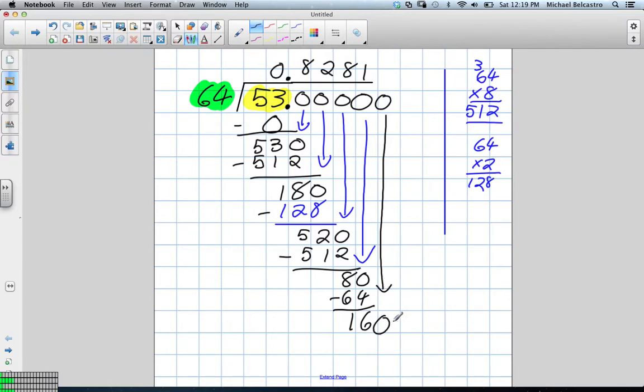Bring down the next 0. 64 into 160. Yeah, it's 2 again, right? 128 is probably going to be the closest to that. Good. See, all that multiplication we did earlier is coming in very handy right now, right? So we get 128. What are we going to get? 160 minus 128 is 32, sorry. 32. Okay, so we have the process, and it looks like we pretty much know what we're doing.